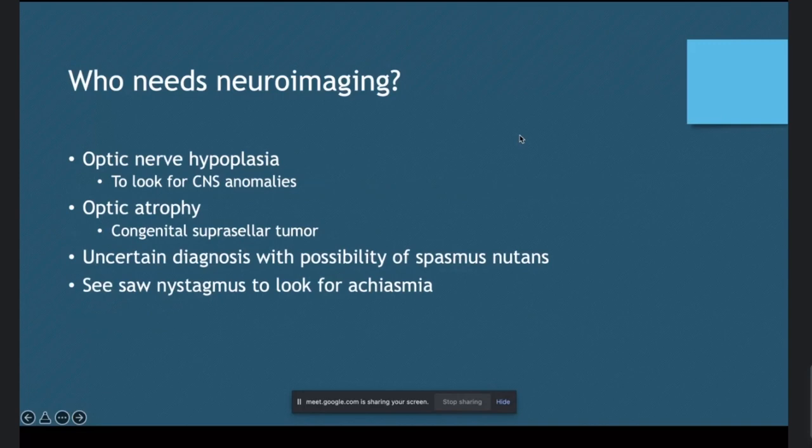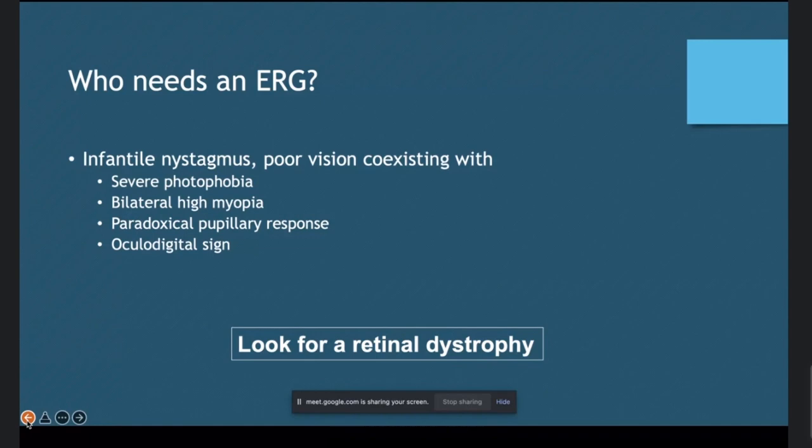Okay. One last time, I'm going to go with this important slide. Who needs an ERG? Infantile nystagmus, early onset nystagmus with poor vision, with coexisting severe photophobia, bilateral high myopia, paradoxical pupillary response, or oculodigital sign, any of these. Then, look, even if the fundus looks normal, get an ERG and do it after 1 year of age.